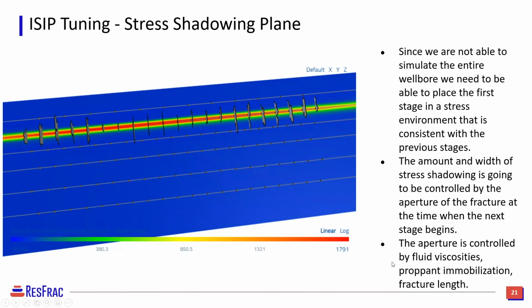And then you can control things to the aperture itself. It can be controlled by the fluid viscosity, the amount of proppant mobilization, and also the fracture length. The longer the fracture length, the smaller your apertures, which would mean smaller stress shadowing. But the fact of the matter is, we want to put in an external fracture outside of the simulation that will simulate this stress shadowing as best as possible.